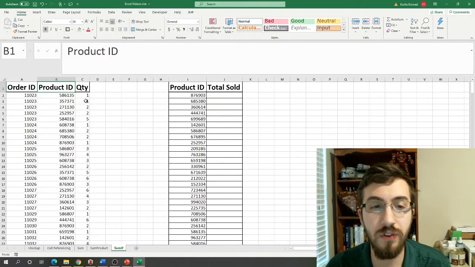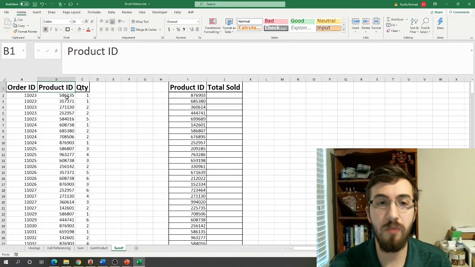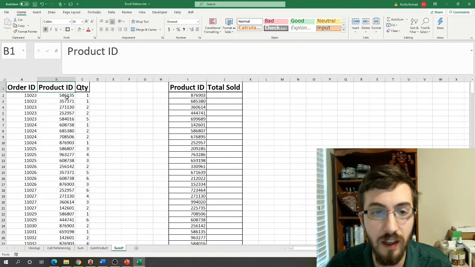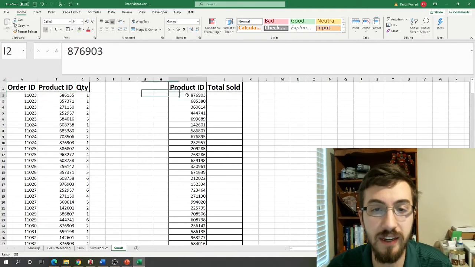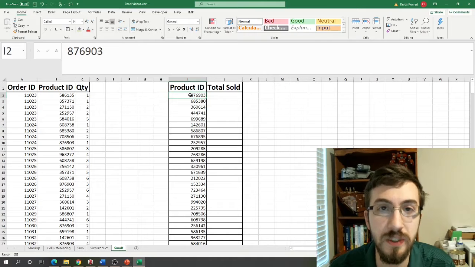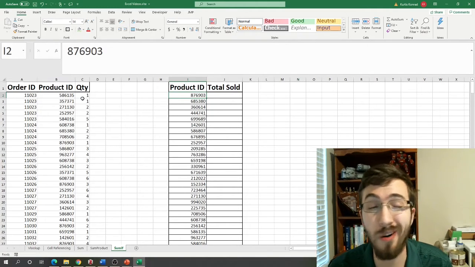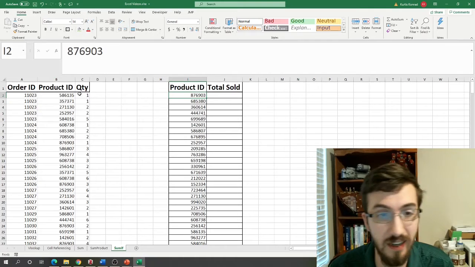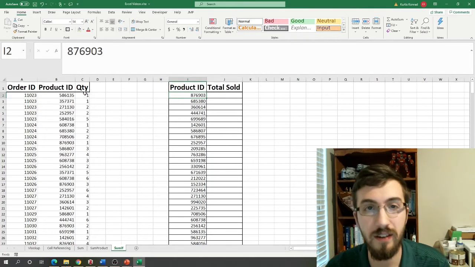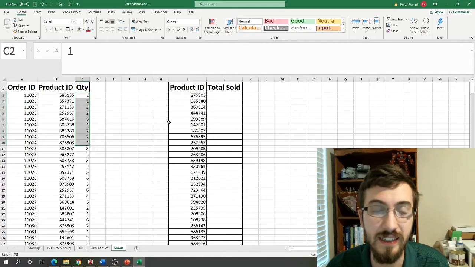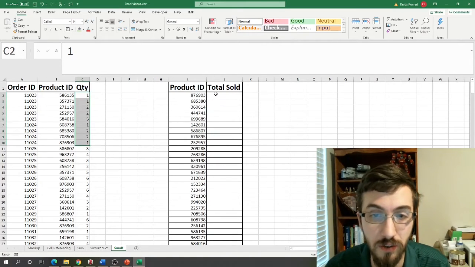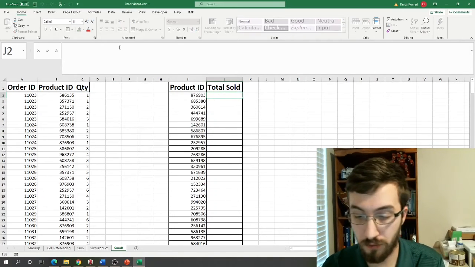Now a great question that your manager might ask you is, how many of a certain product did we sell? How many of this product did we sell total? Our first thought might be to sort it by product ID and then click through and sum like that, but that's really dangerous because what if stuff changes? This is where the SumIf function is going to prove really helpful.